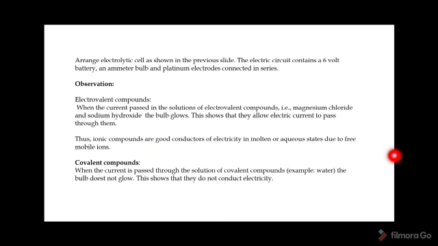Covalent compounds: when current is passed through a solution of covalent compounds, the bulb does not glow. Covalent compounds do not form any ions, whereas ionic compounds form ions.